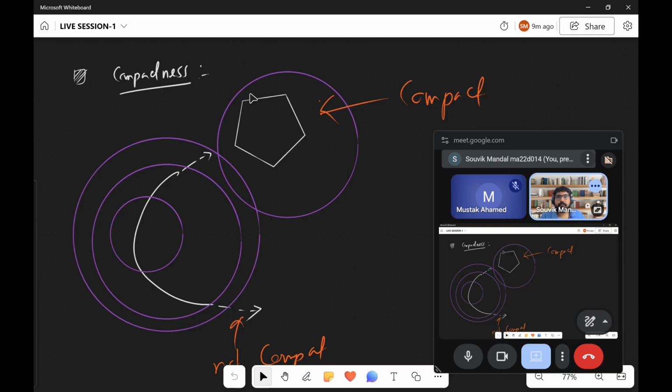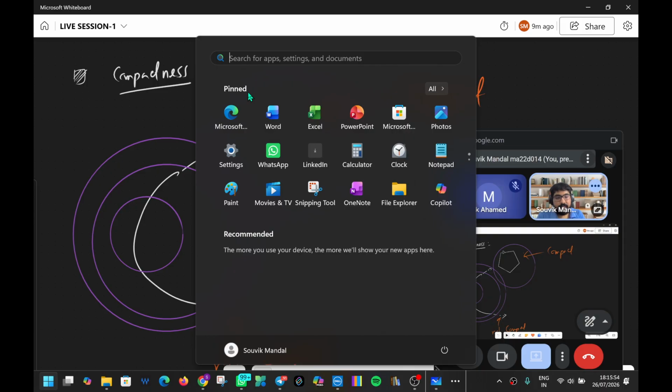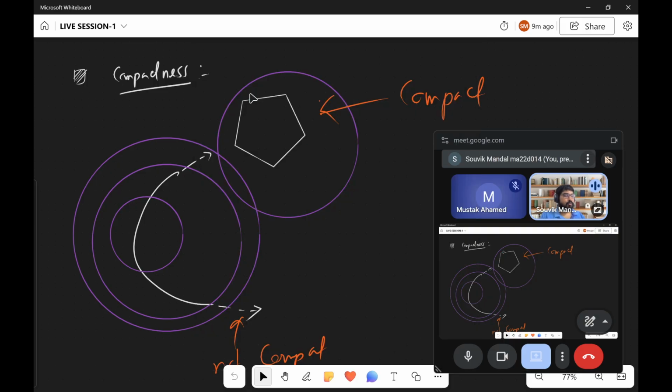So the thing is, the definition of compactness. There is nothing much to explain. In the case of real analysis, I assume that you know the definition of compactness. A subset of the Euclidean space R is said to be compact if any open cover has a finite subcover, correct? So that's what compactness means, right? The same definition holds in a metric space.